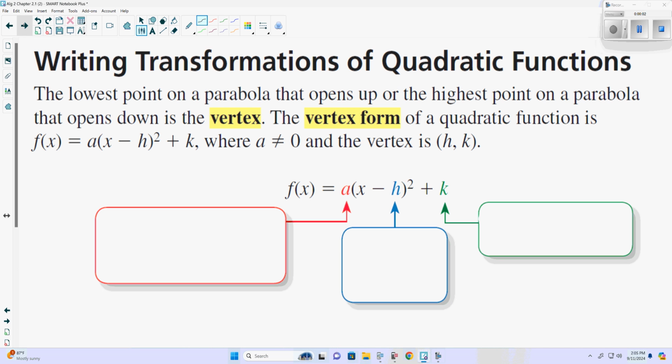Now, what we're looking at today are transformations, applying transformations to functions, and we've done this before. The lowest or highest point on a parabola, our U-shaped graph, is called the vertex. If it opens up, the lowest point's the vertex. If it opens down, the highest point's the vertex. And we call this the vertex form because the h, k value is the vertex.